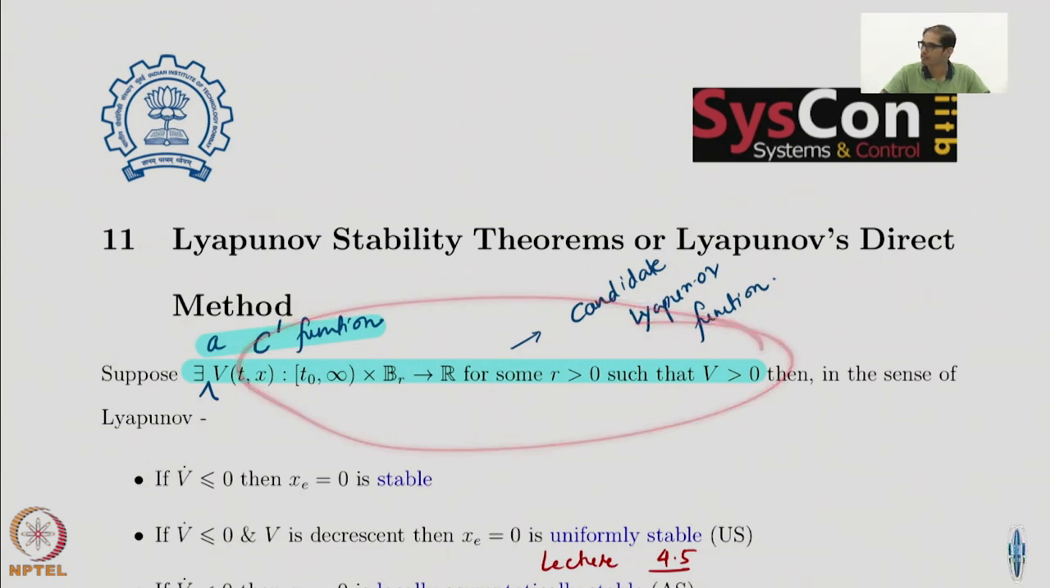Having such a V is something that you try to find. Just because you took a random candidate Lyapunov function V and V dot turned out to be not negative semi-definite does not mean your system is not stable. It just means that you did not find a good enough V. So this is only a sufficiency condition, not a necessary condition. There is an existence necessary condition, but that will not help you find the Lyapunov function.